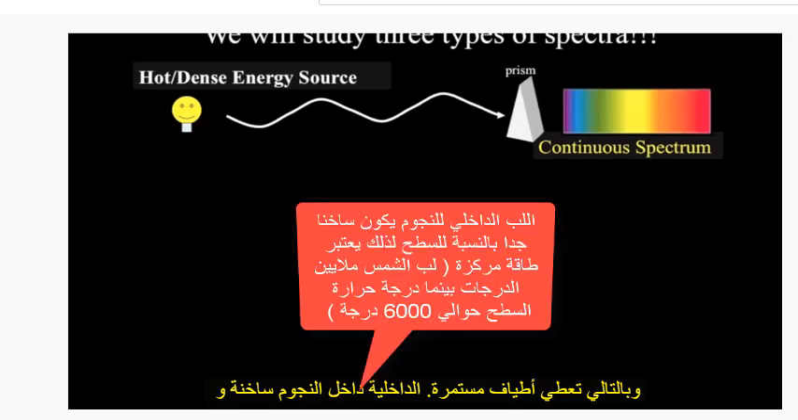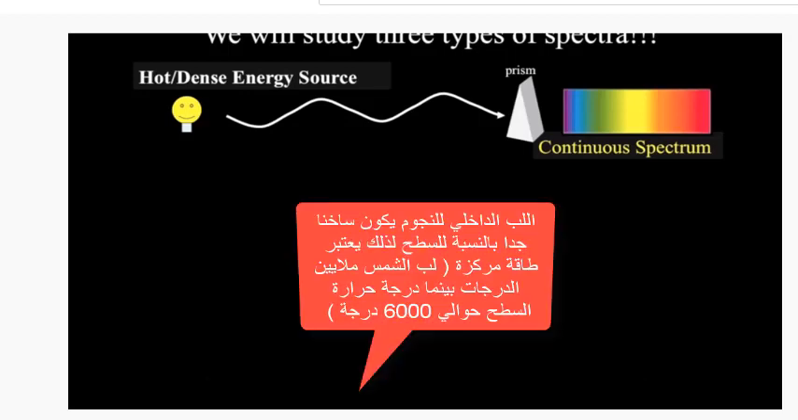For example, the tungsten filaments inside an incandescent light bulb are hot and dense, and thus they give off continuous spectra. The interiors of stars are hot and dense, and they give off continuous spectra.